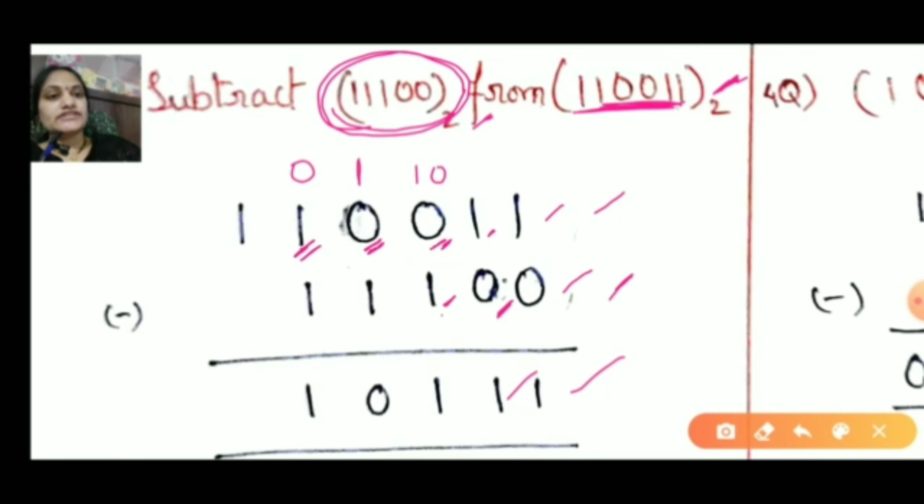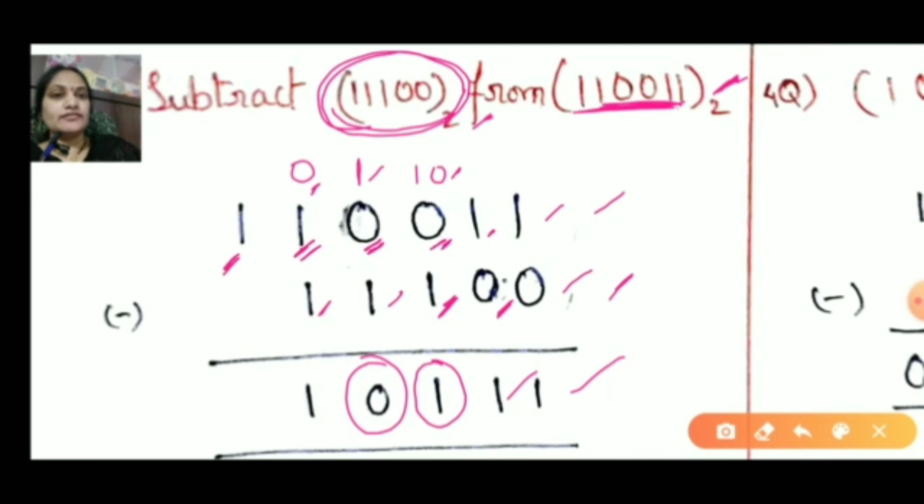Now you subtract this 1 from 10. What is the rule here? 10 minus 1 is equal to 1. That's why we have written 1 here. Again 1 minus 1 is 0. Again you have to subtract 1 from this 0. Okay? You cannot subtract it. That's why you have to take 1 borrow. So you take borrow from this 1.